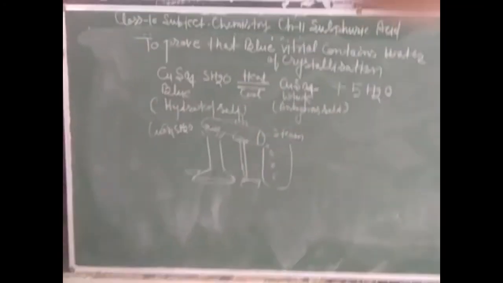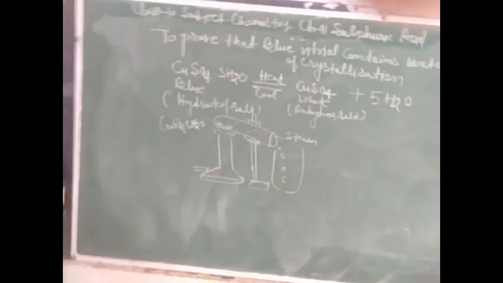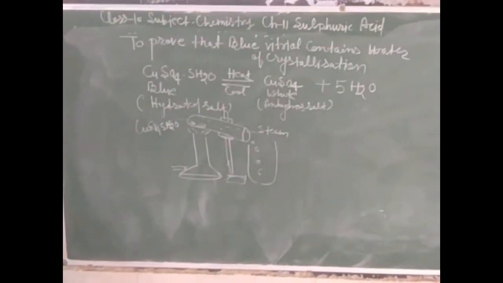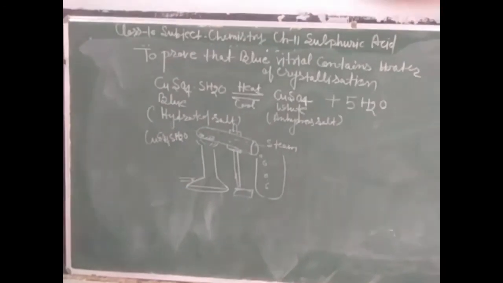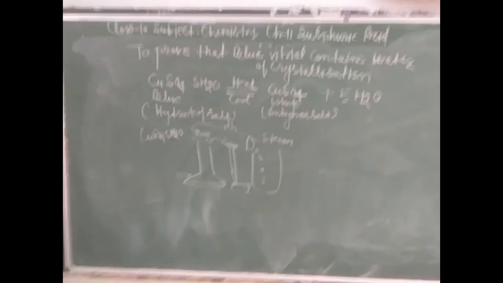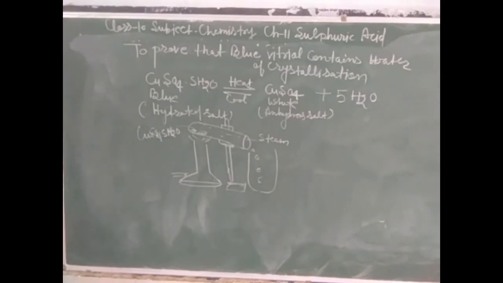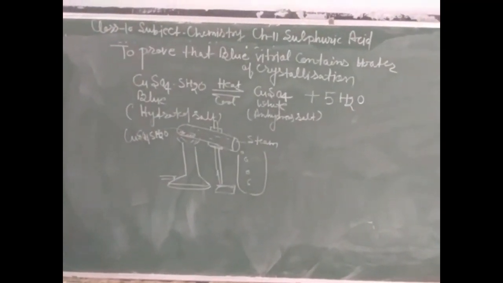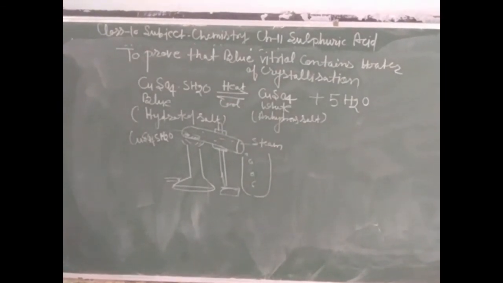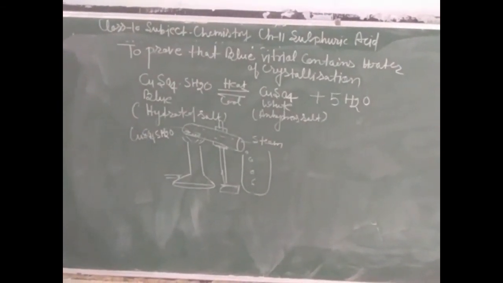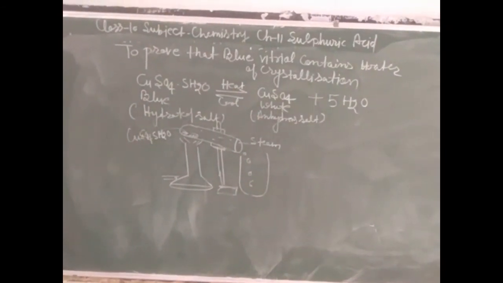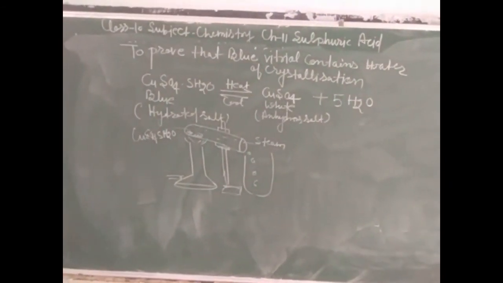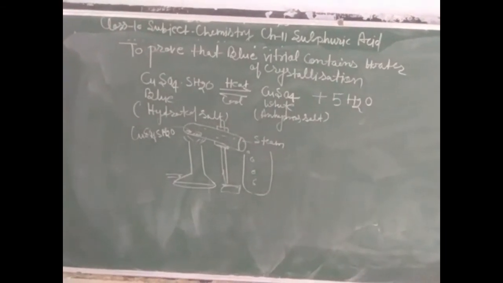Now dear students, we discuss how to prove that blue vitriol contains water. We know that blue vitriol, that is CuSO4.5H2O, contains water of crystallization. Here we have to prove that blue vitriol contains water of crystallization. For proving, we take a test tube containing hydrated copper sulfate, CuSO4.5H2O, set up this test tube on the stand and put a burner below the test tube.